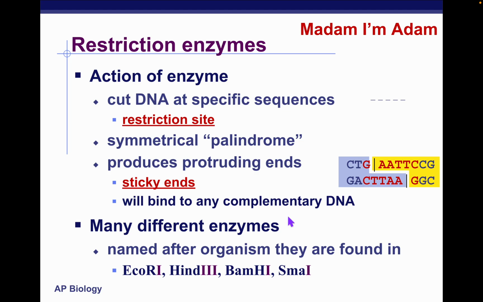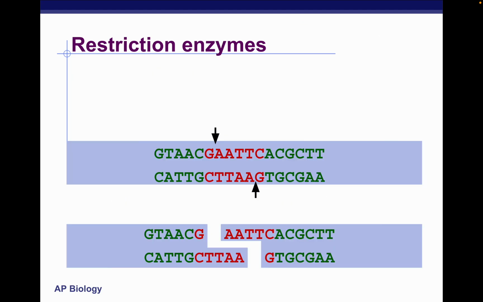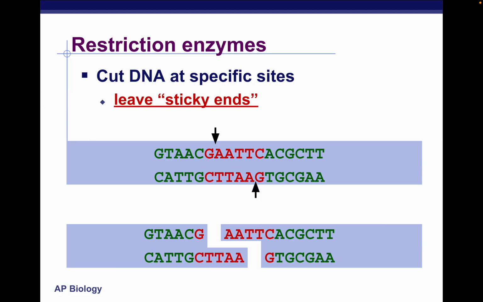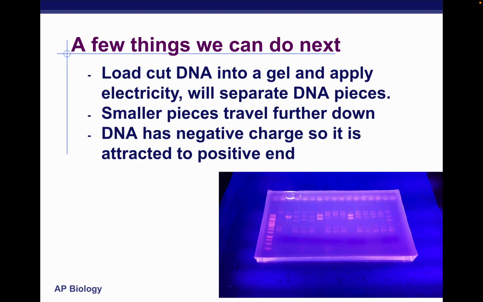We have EcoR1, HindIII, BamHI, and SmaI. Again, you're looking at what we call the restriction site. So as a result of this cut, we have something that's called sticky ends, and we can do a few things with these sticky ends. Okay. And I'm going to talk about a few of them here.